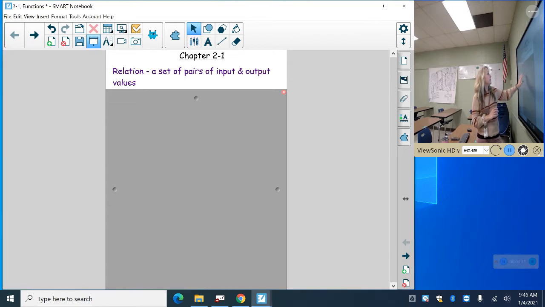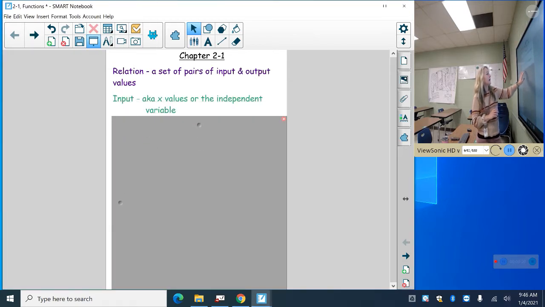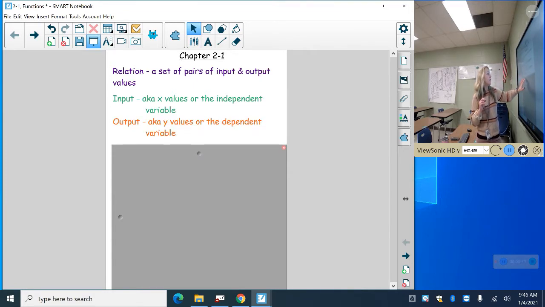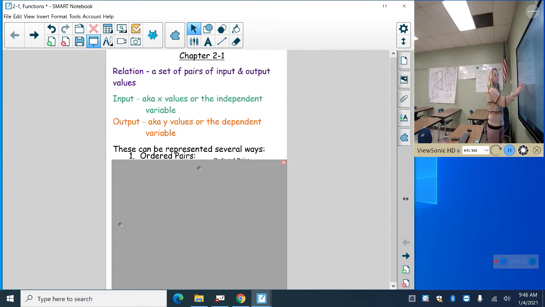Okay, well, what's an input? An input is x values or the independent variable. You can choose any input to put into your set. However, depending on what input you put in, you have your output, also known as the dependent variable. So you have your independent variable, which is the input, and your output, which is the dependent variable. These are words that you need to understand, okay?